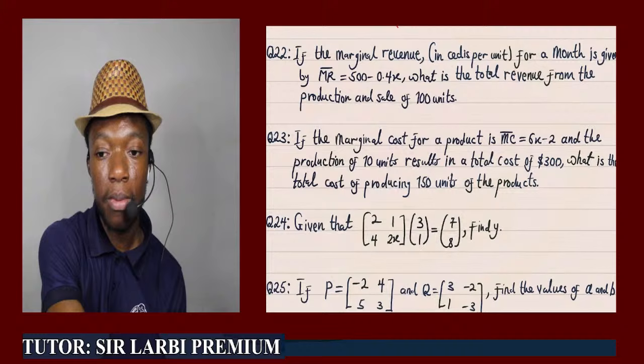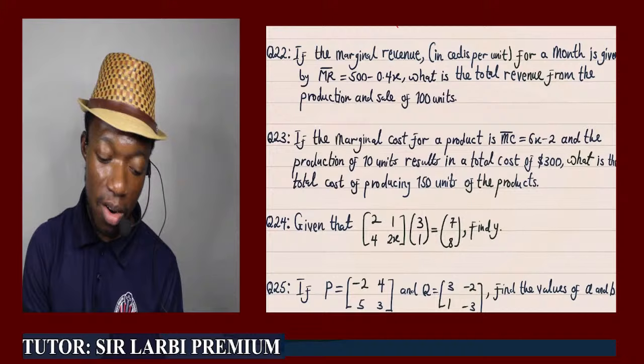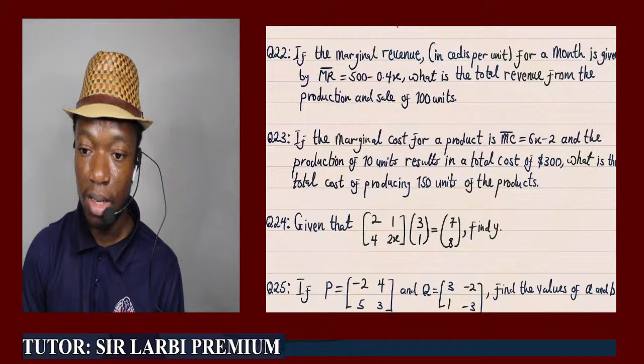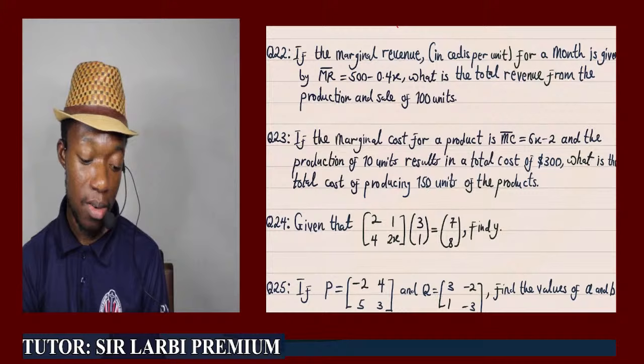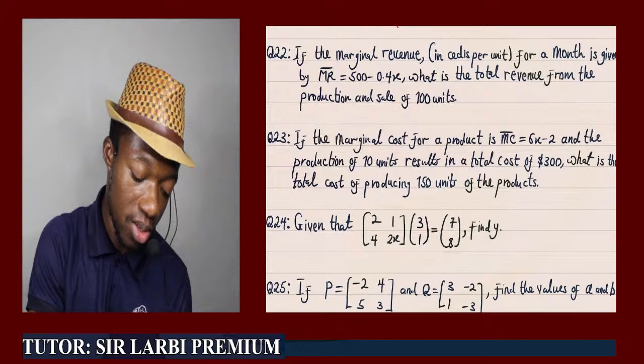So we are asked to find the total revenue from the production and sale of 100 units. Very crucial here. Total revenue means that here we have been given the marginal revenue, which means it has already been differentiated. So we need to reverse it. Reversing will give us the original function of the revenue, and then we substitute 100 units there, and that will give us our total revenue. So let's see how we go about this one too. It's a very simple, straightforward question.